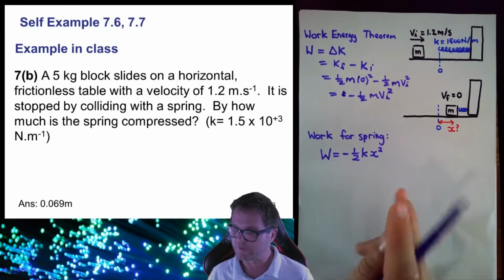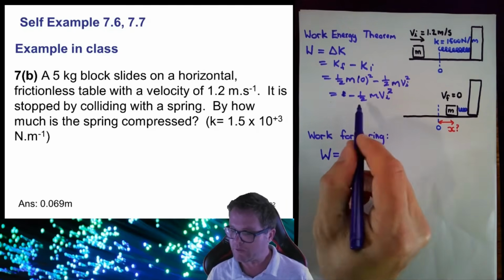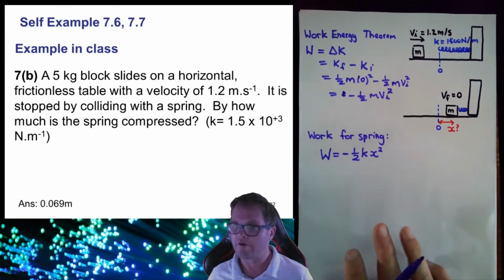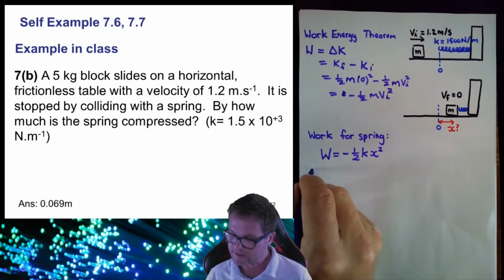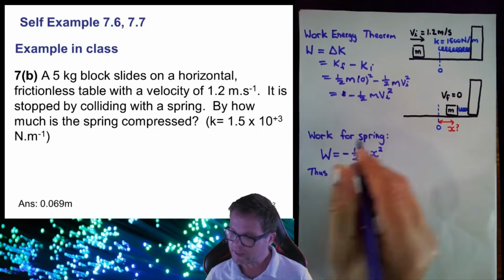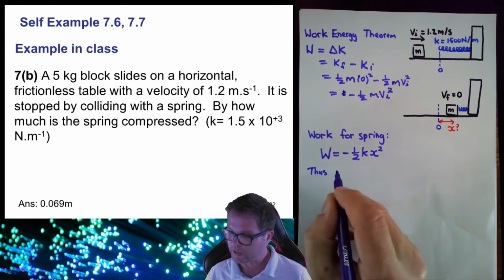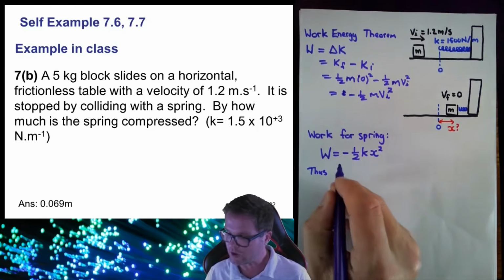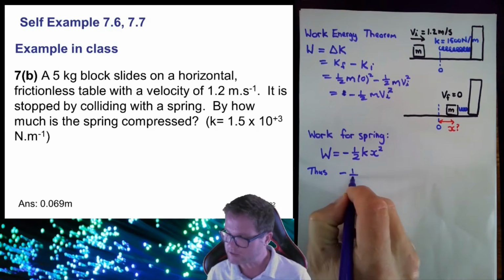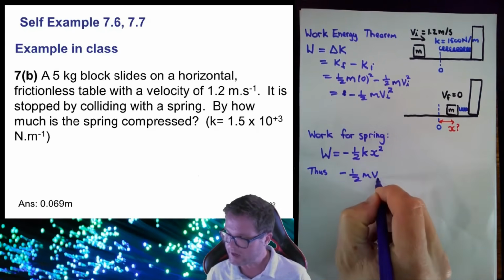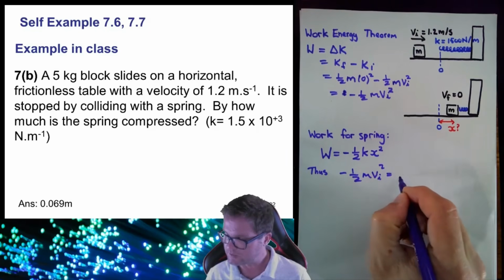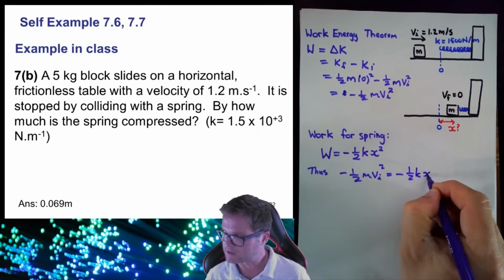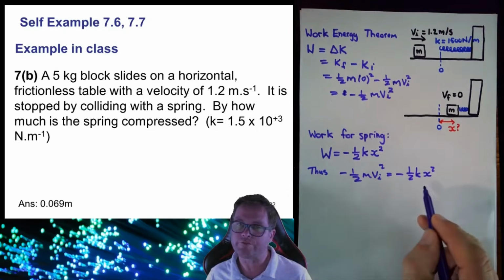This is going to be the work for the spring. So here we've seen that the work is half mvf squared minus half mvi squared. So thus we can take this and we can equate the two. We can equate half mvi squared to half kx squared. So we have minus half mvi squared is equal to minus half kx squared. Remember, what we're trying to solve for is x.